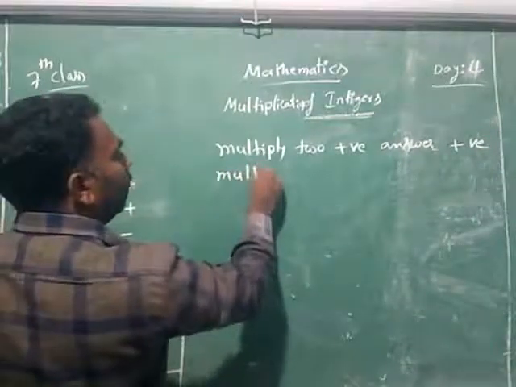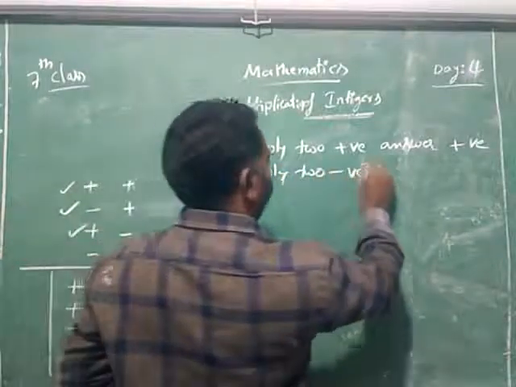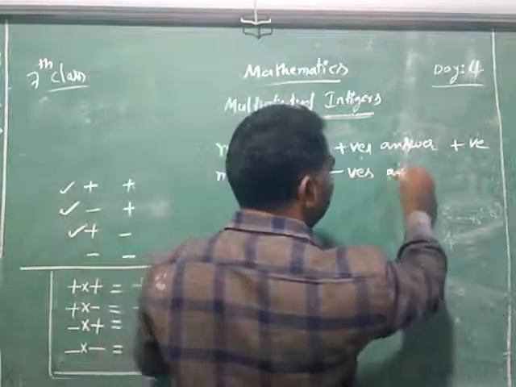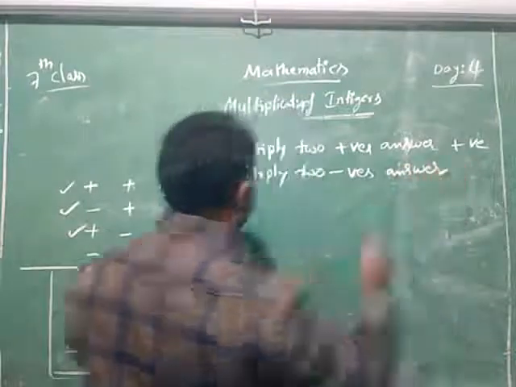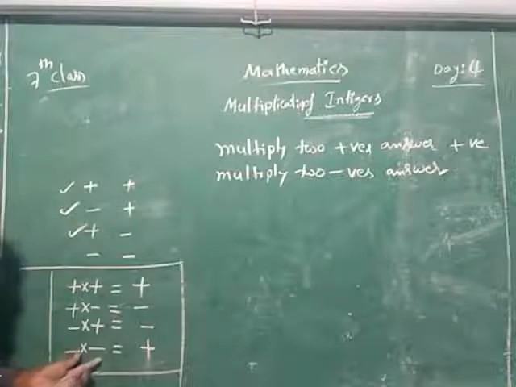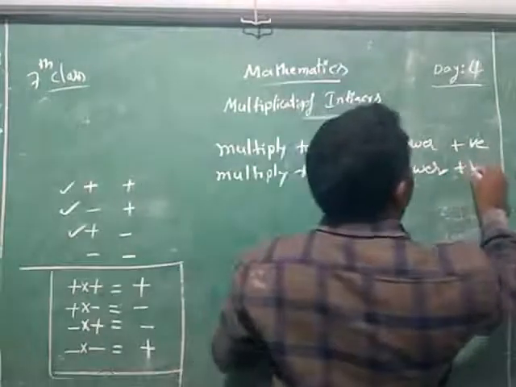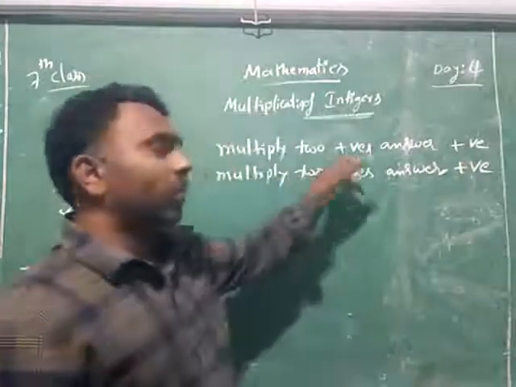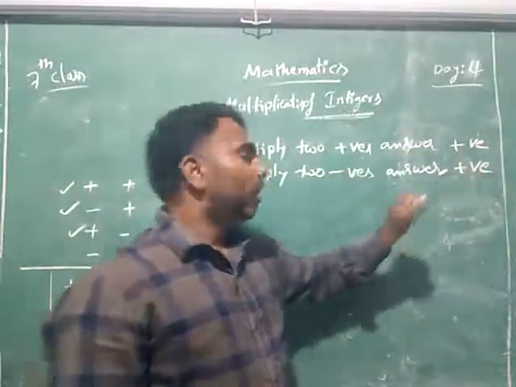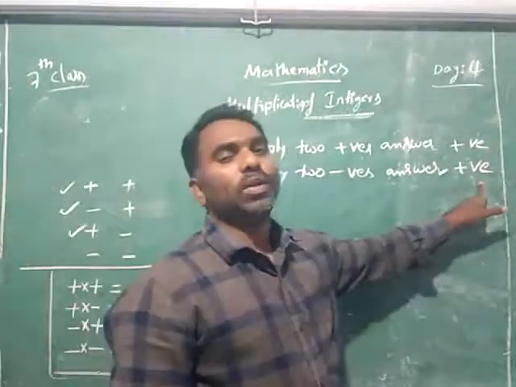Multiply two negatives, we will get the answer is negative? Where are the negatives? Here, negative and negative. When you multiply minus into minus, what are you getting? Positive. When you multiply two positives also, we will get positive. When you multiply two negatives also, we will get positive only.